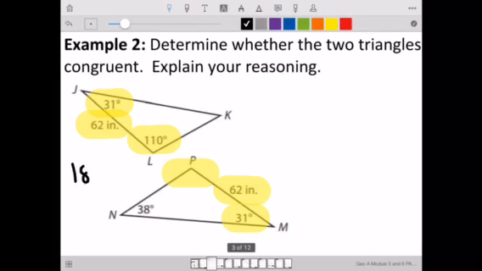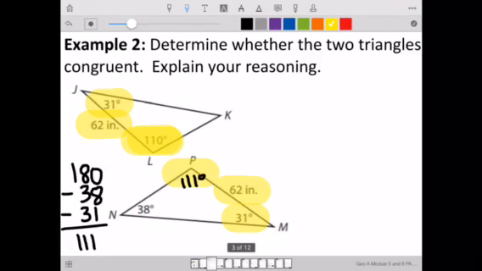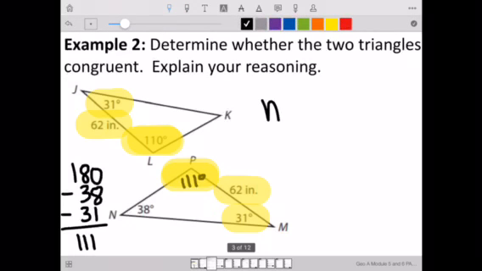So I'm going to do 180 minus the other two angles in the triangle. So minus 38 minus 31. That makes 111. So here, when I look at my two angles and the included side, my 110 and my 111 don't match up. So these two triangles are not congruent.